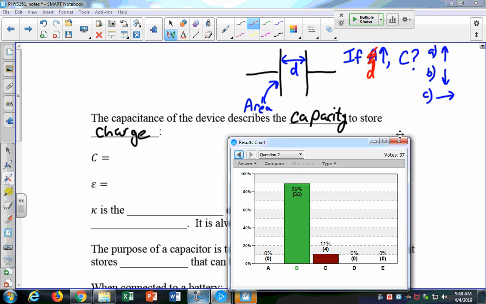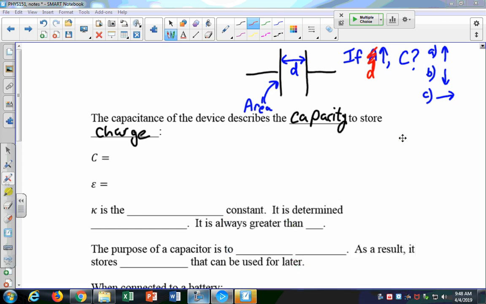All right, good. B is right. If I pull those things farther apart, it's like I'm spreading energy over a larger area. And when I spread that energy out, it gets thinner and thinner. I'm not able to store as much charge. There are just not as many charges going onto those plates. So if d goes up, then C will go down. It's an inverse relationship.